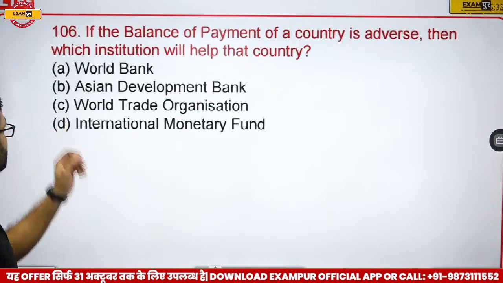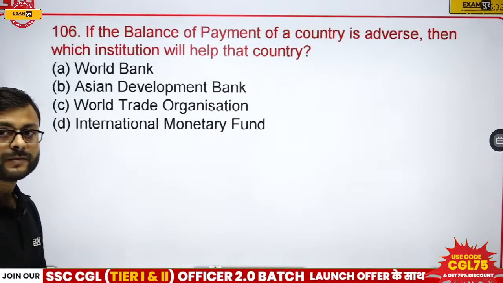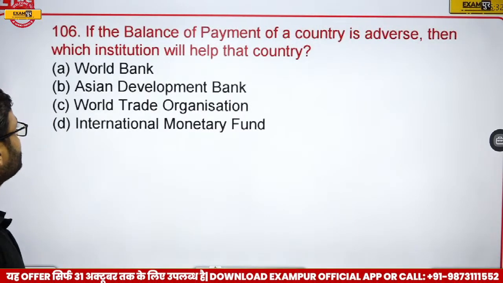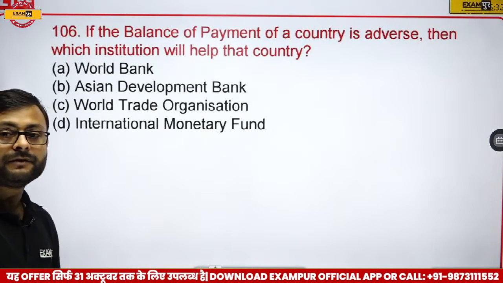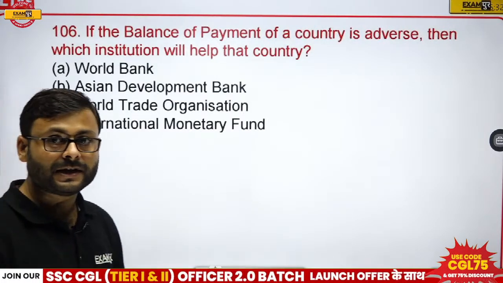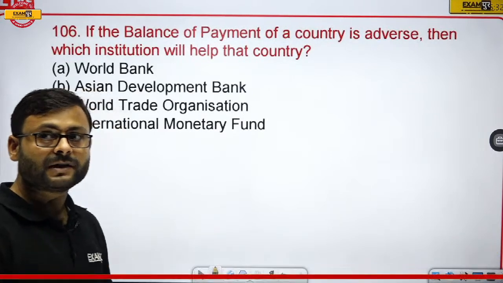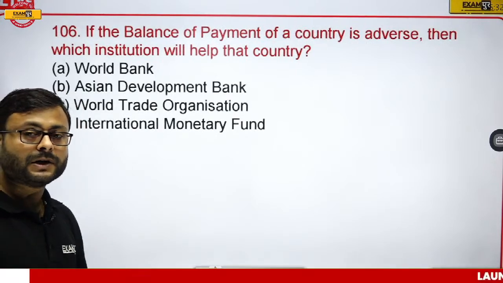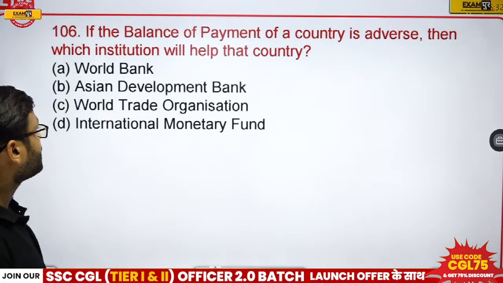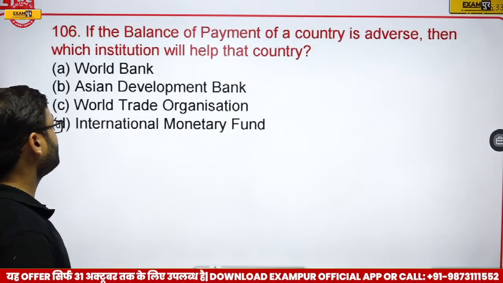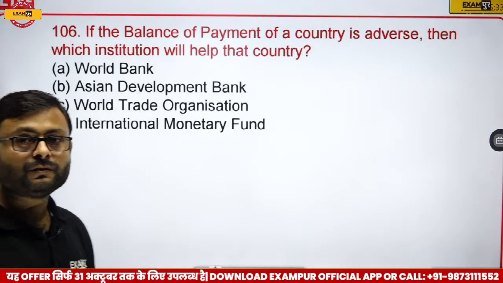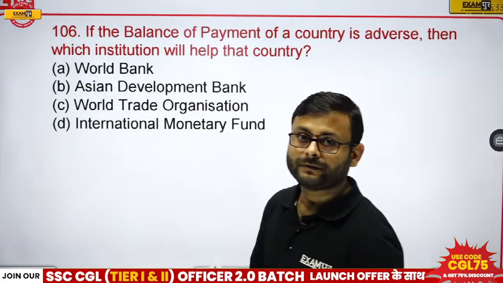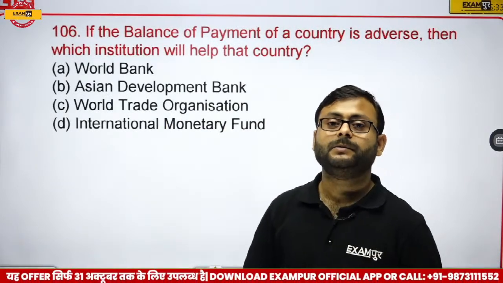Now come to the next question, question number 106. The question is saying that if the balance of payment of a country is adverse, then which institution will help the country? If one country is facing a financial crisis, then which institution comes into the picture to help the country? World Bank, Asian Development Bank, World Trade Organization, or International Monetary Fund?